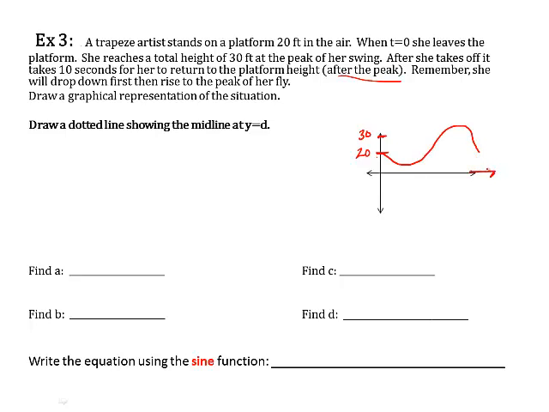So if I extend my line, it takes how long to return to the platform height? It says it takes 10 seconds for her to return to the platform height after she's reached the peak. So this is a 10-second mark right here.